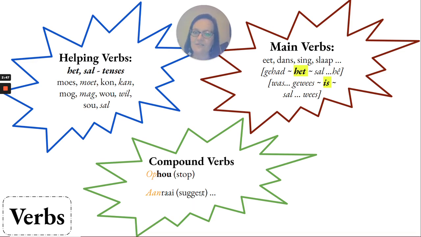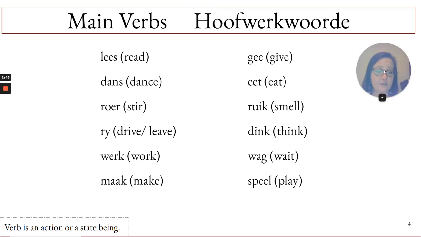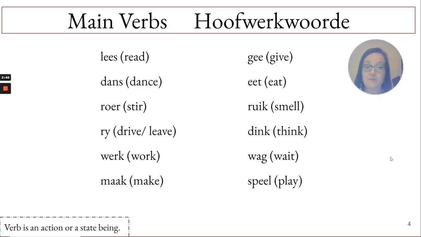So easy enough, let's look at main verbs. I will read them, you can echo. Lees, dans, roer, ry, werk, maak, gee, eet, ruik, dink, wag, and speel.